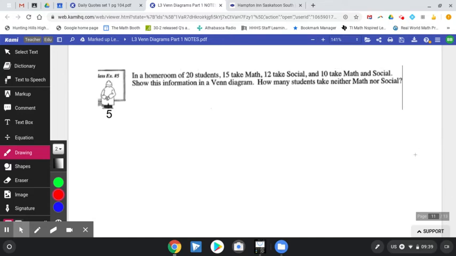All right, example number 5 and our last one today, number 6, are both about making Venn diagrams. So we've already done that activity on making Venn diagrams. So I'm going to say that you'll probably be pretty good with this by this point in the game. So let's give number 5 a try. It says, in a homeroom of 20 students, 15 take math, 12 take social, and 10 take math and social.